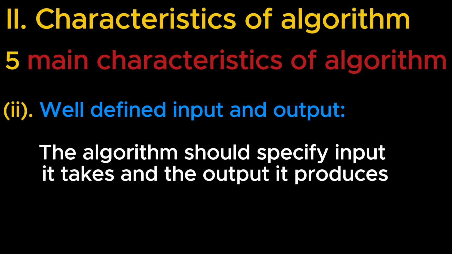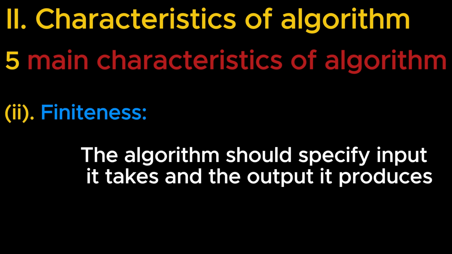The second characteristic is well-defined input and output. This means that the input and output must be defined well so as to avoid confusion with the processing of that information. The algorithm should specify the input it takes and the output it produces. The third one is finiteness. The algorithm must terminate after a finite number of steps. Of course, the algorithm, like other programs, must have a start point and a terminate point.